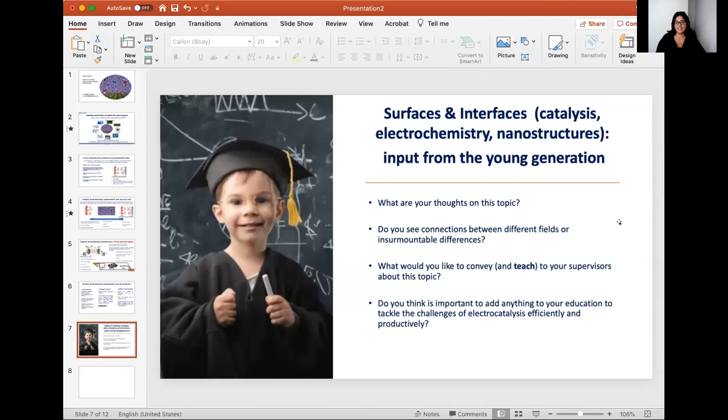I conclude this little presentation inviting you to reflect on your thoughts on these topics. Do you see connections between different fields possible in this field, or do you see differences which are not possible to be addressed? Or what would you like to convey and teach to your supervisors about this topic? What would you like to learn to tackle the challenges of electrocatalysis efficiently and productively? And this is all from my side.